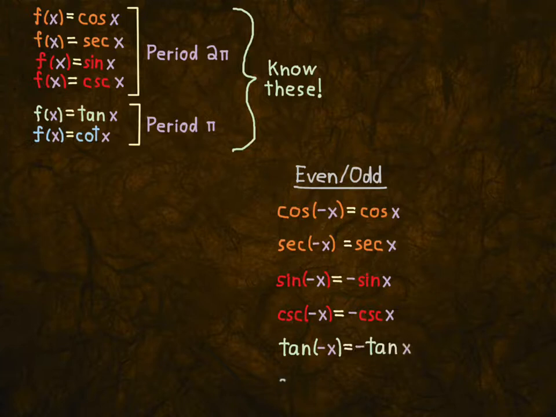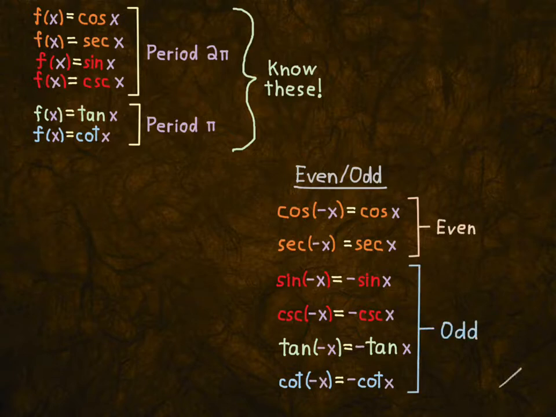So cosine, what does even mean? It means if you plug in x, substitute negative x for x, you end up getting the same thing. It's kind of like x squared. If you put in negative x, you get negative x, the quantity squared, and that's just x squared, right? So that's cosine x is even.